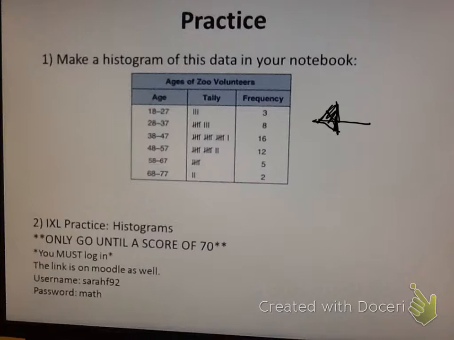Then you need to do the IXL practice. The QR code is on your handout, and you only need to go to a score of 70. Do not go past 70 because they get harder and we haven't covered that material yet. Make sure you log in because I will be checking it. The link is on Moodle if your QR code reader is not working, and your username should be your first name, last initial, 92, and your password is math.